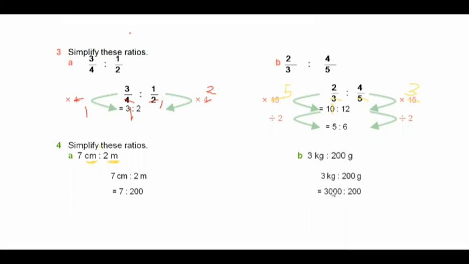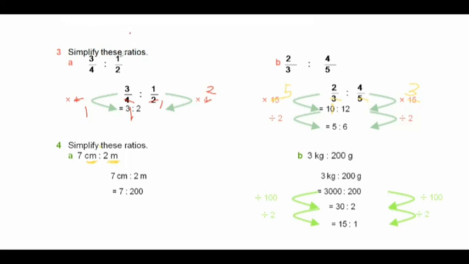Now, simplifying this, dividing both by 100, we get 30 is to 2. And 30 is to 2 is yet not in the simplified form. The HCF is 2. So we divide this by 2. So 30 divided by 2, we get 15. And 2 divided by 2, we get 1. So 15 is to 1 is the simplified form of the ratio 3 kg is to 200 gram.